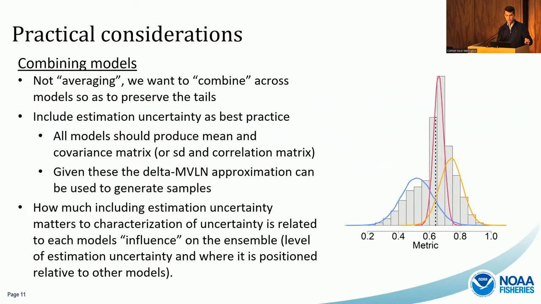Lastly, this has already been touched on by the previous presentation, but we really want to be combining across models. We don't want to be averaging. We want to be preserving those tails. We also want to be making sure that we include the estimation uncertainty of each individual model. All models should be producing a mean and a covariance matrix. And if you have those two things, then you can use the delta multivariate log normal approach that Max talked about and generate samples from that to combine that estimation uncertainty across models.